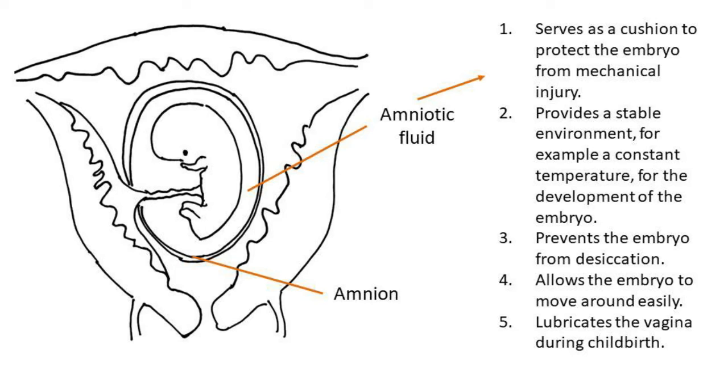First, it serves as a cushion to protect the embryo from mechanical injury. Second, it provides a stable environment, for example, a constant temperature for development of the embryo. Third, it prevents the embryo from desiccation. Fourth, it allows the embryo to move around easily. Finally, it lubricates the vagina during childbirth.